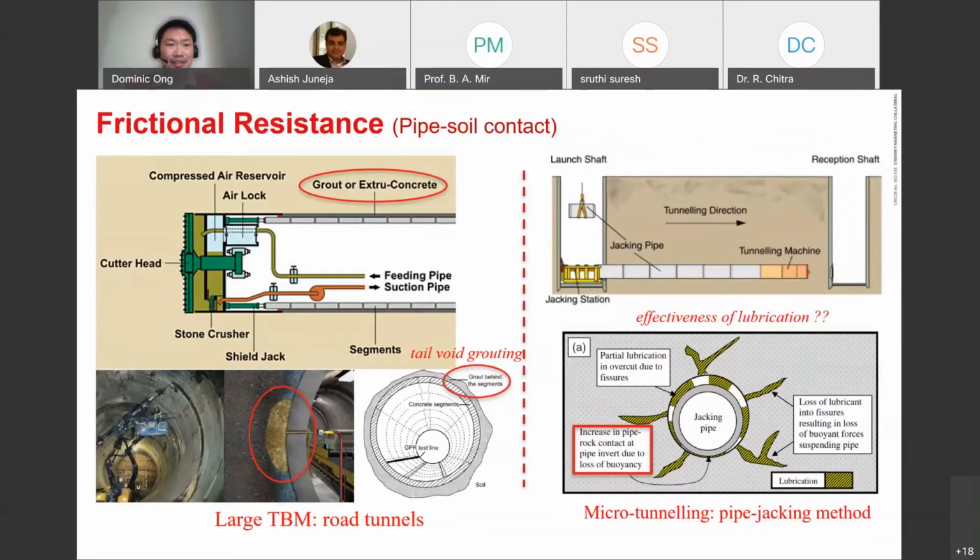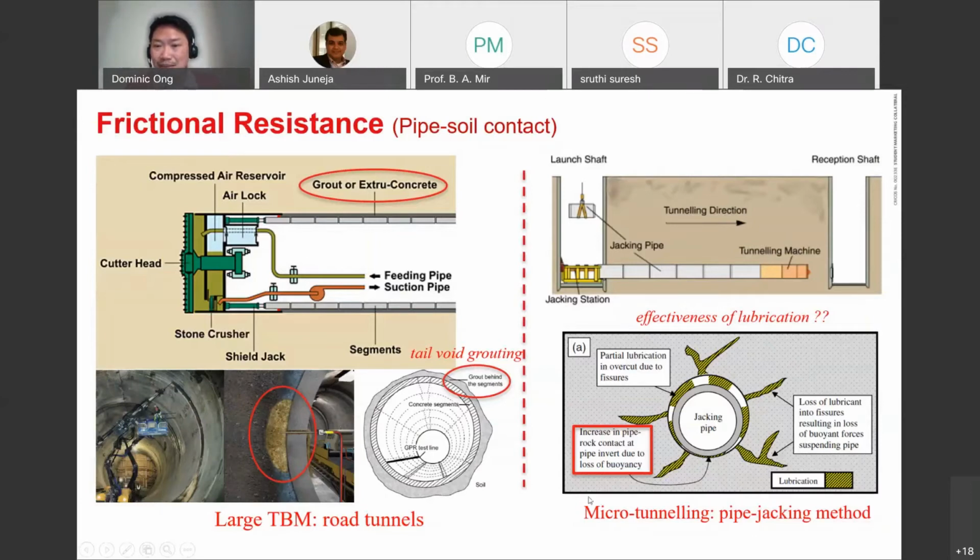Okay, in this particular slide here, I just want to introduce how we see the difference between a large TBM for rock tunnels and micro tunneling using a pipe jacking method. On the left half, you see how a TBM would penetrate through the ground, and then you would have the lining installed within the tunnel, and through the lining you will have injection of grout to seal up the tail void left behind by the tunnel boring machine. So there's no void at all. There are no issues about gaps, because you have tail void grouting.